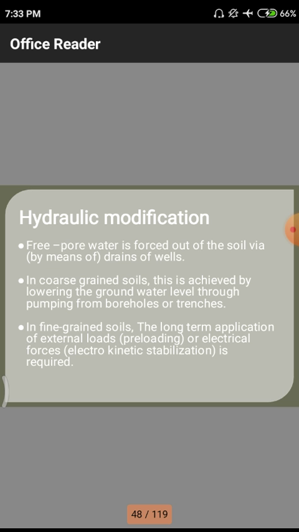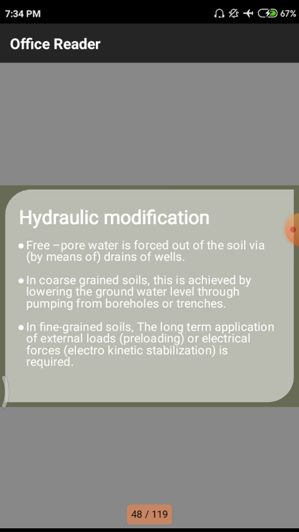Next, the second point is that in coarse grained soil, this is achieved by lowering the groundwater level through pumping from boreholes or trenches. Coarse grained means the particle size is somewhat high compared to normal soils, so in those soils we have a huge amount of voids, so the water will be drained easily into the lower layers, and all the water can be caught by using pumping, boreholes and trenches in the particular soils.